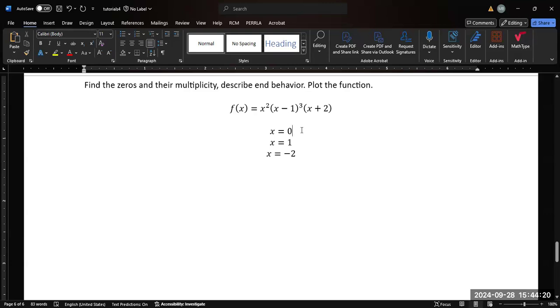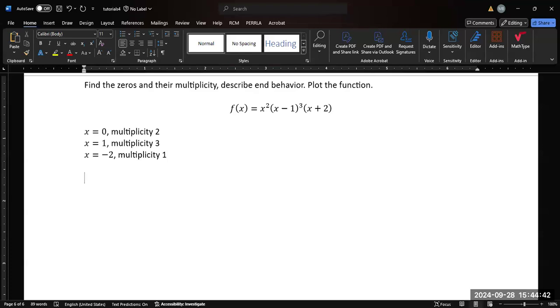Now, the powers are what determine the multiplicity. So the 0 here has multiplicity 2, x equals 1 has multiplicity 3. Sorry, and x equals -2 has multiplicity 1. Now, this multiplicity is going to determine how we go through the zeros as we cross the x-axis.